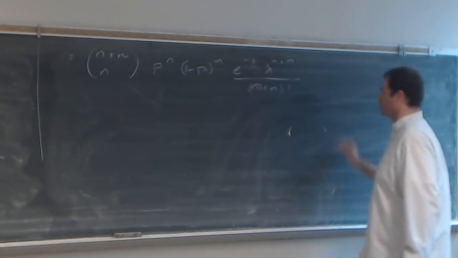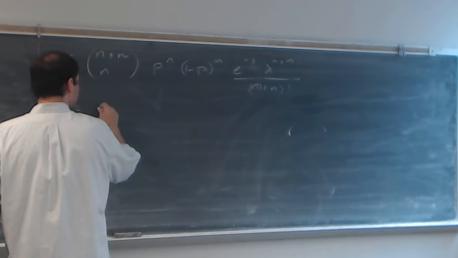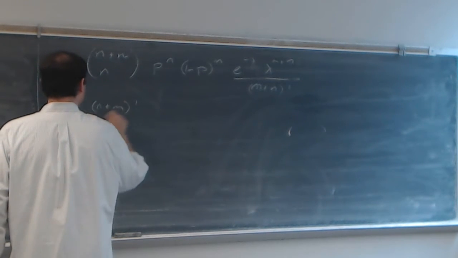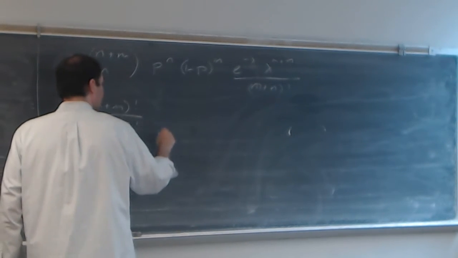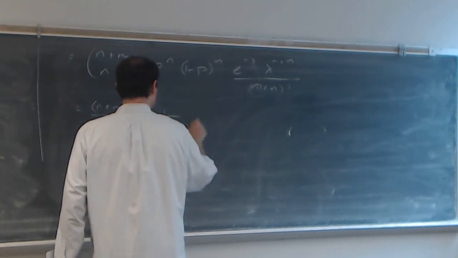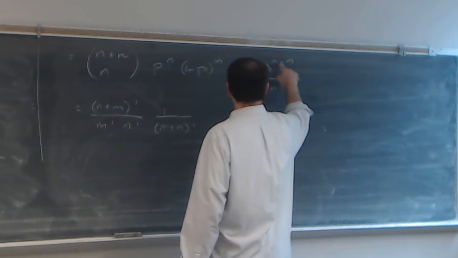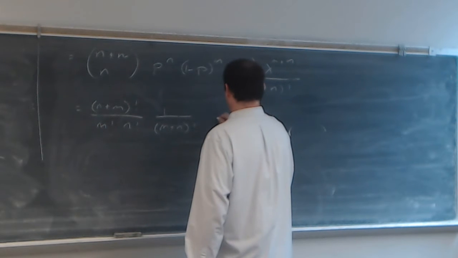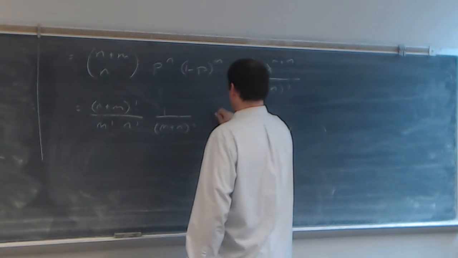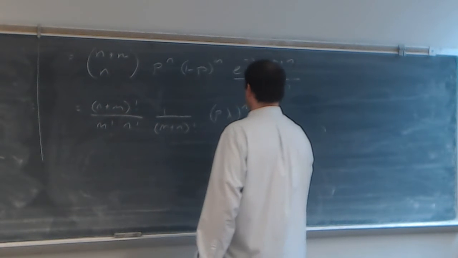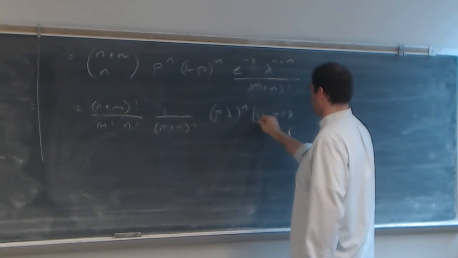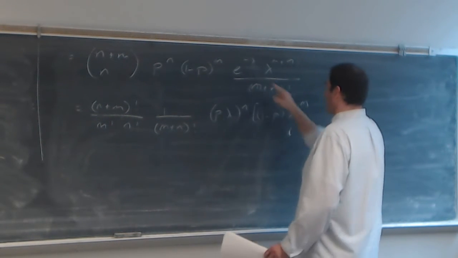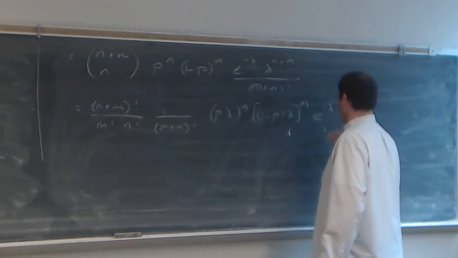And I'm going to rewrite this in a certain way. This is equal to n plus m factorial over m factorial, n factorial. Here I have a 1 over m plus n factorial. Here I'll break up this lambda to the m plus n as lambda to the n and lambda to the m, and combine the lambda to the n with this, so p times lambda to the n. And then we have 1 minus p times lambda, raised to the m, and then we can write this down as e to the minus lambda.